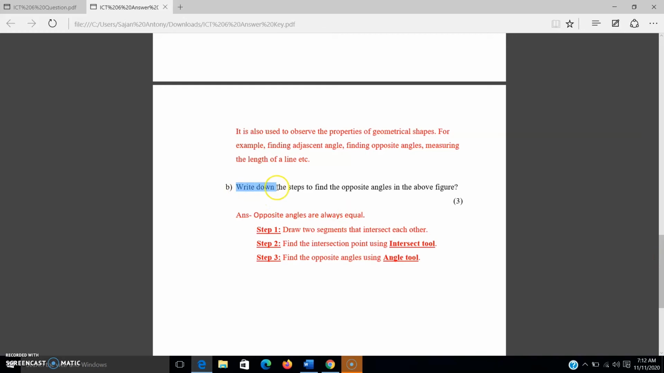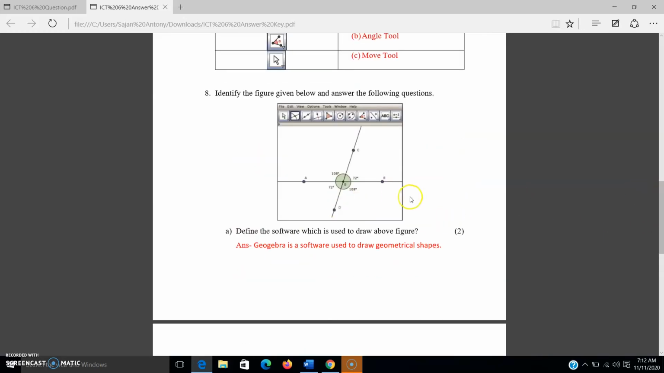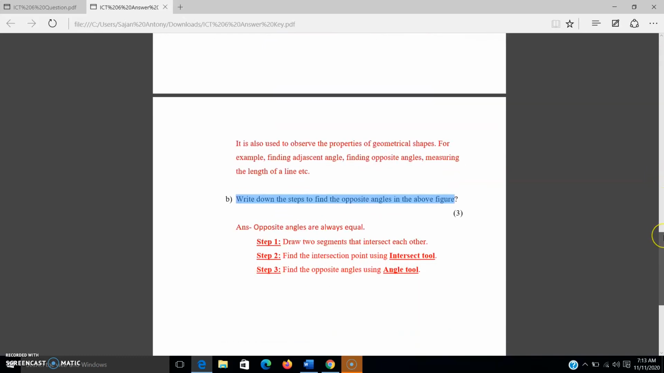Write down the steps to find the opposite angle in the above figure. So from the figure you can see there are 4 angles here. Which one is the opposite angle? This one and this one, this one and this one. Okay, so I have shown you in the video itself how to find the opposite angle, and also I have given you in the notes.